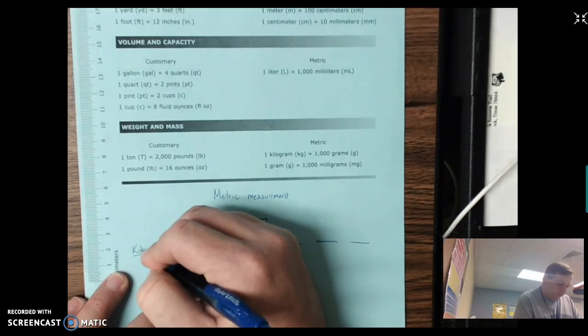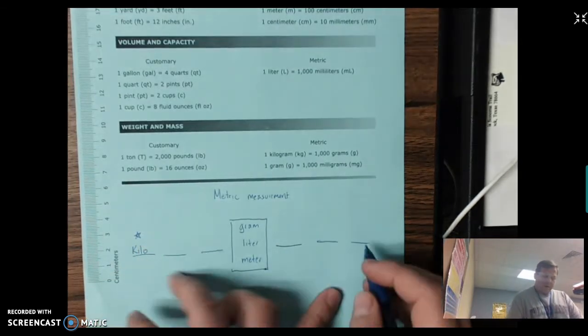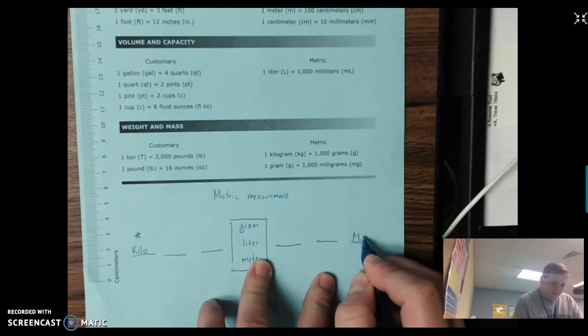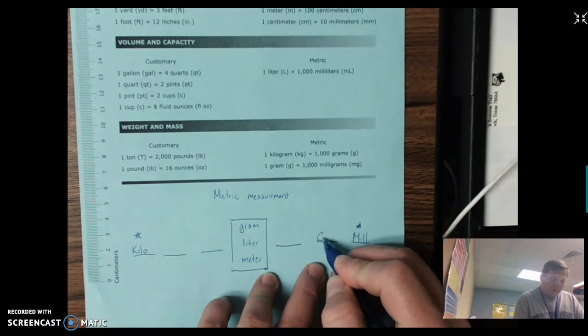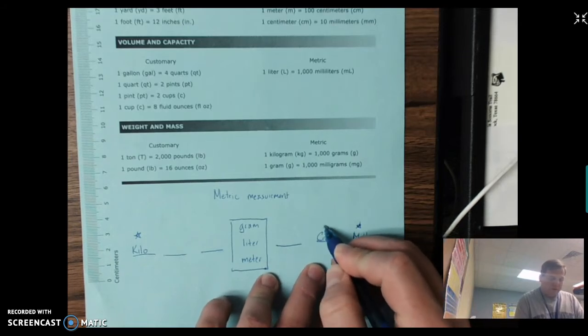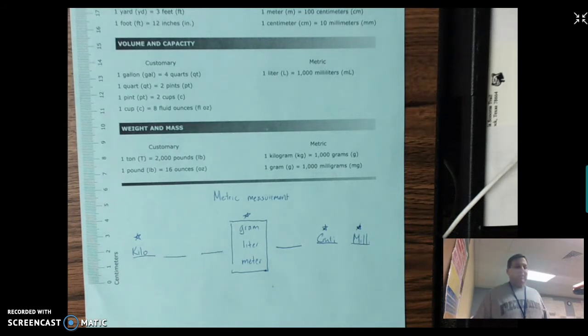The largest is the kilo. We're going to put a star above that. I will tell you why in a minute. The smallest is the milli. Put a star above that. I'll tell you why in a minute. The next to smallest is the centi. So we're going to star these four things. The reason we're starring them is because they're going to be what you're going to see on the STAAR test.